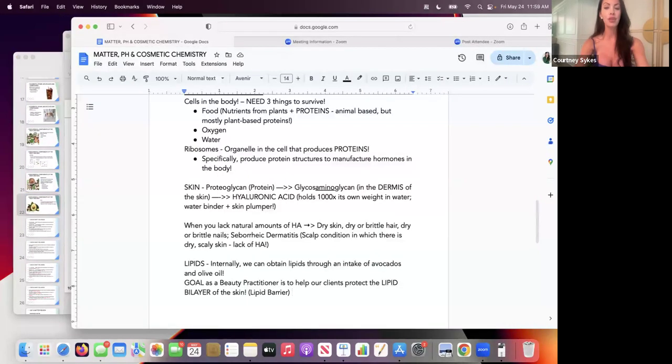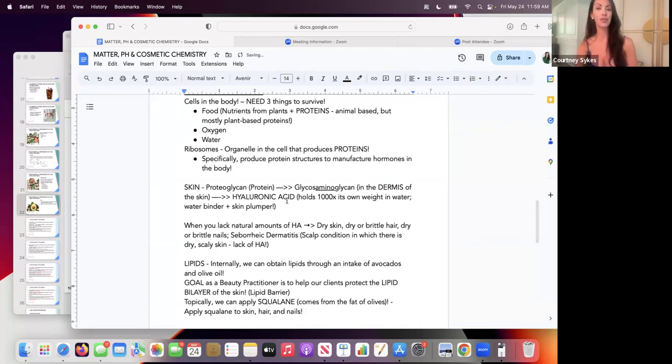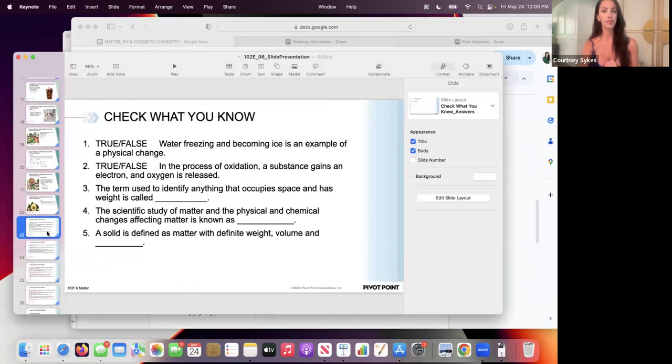Another thing topically, we can apply squalane. Squalane comes from the fat of olives. That is a really awesome ingredient today. You can apply squalane to skin, hair, and nails, everybody, just so you know. So there's a lot of really cool ways you can get your lipid intake, whether internally or, of course, topically.